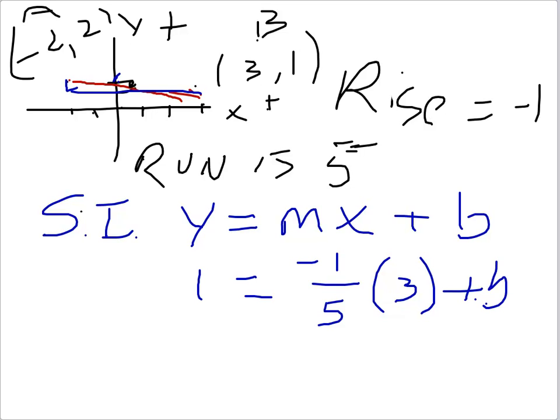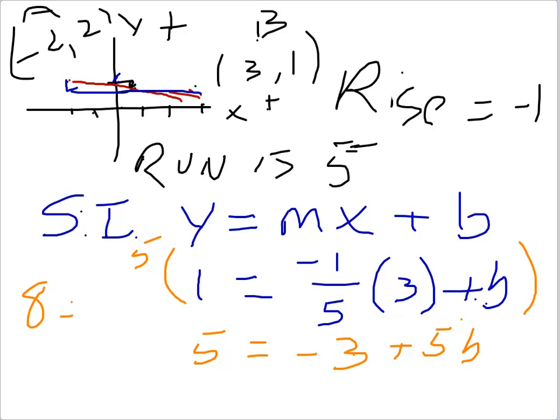I'm going to do that using my standard solve-any-equation steps, and putting my 5 outside. I see that I have 5 equals negative 3, because the 5s make 1, so minus 1 times 3, negative 3, plus 5b. So when I add 3 to both sides, I end up with 8 equals 5b. And of course that means that b is 8/5.